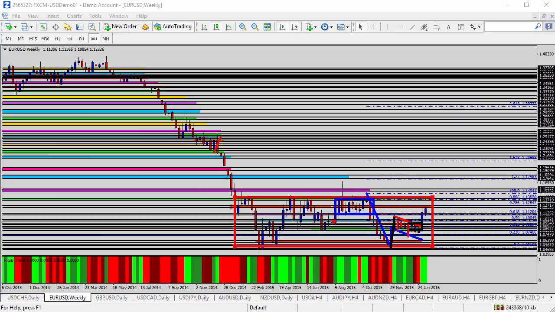In a moment, we'll be taking a look at the AUDUSD, the Australian versus the US dollar, for today's analysis. But first, I want to touch on a couple of other currency pairs that may provide some opportunities for you today.